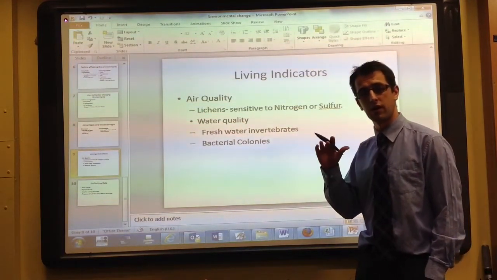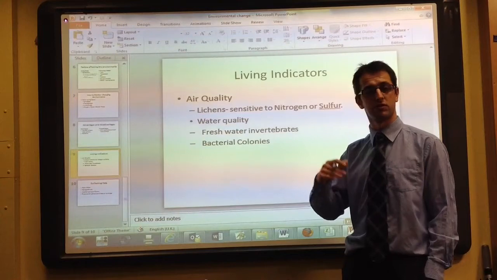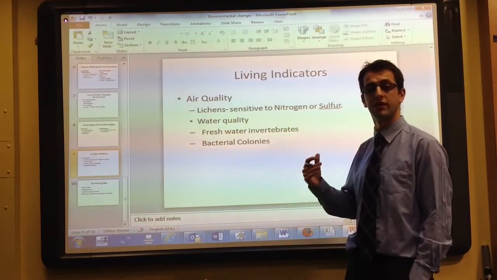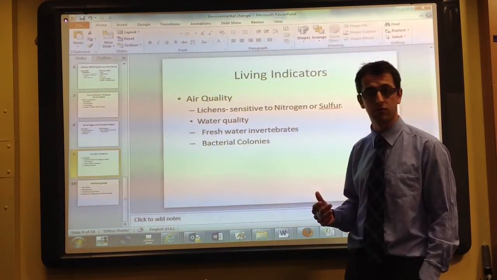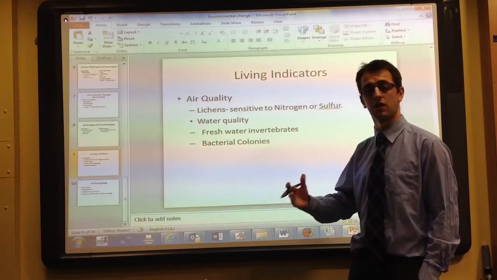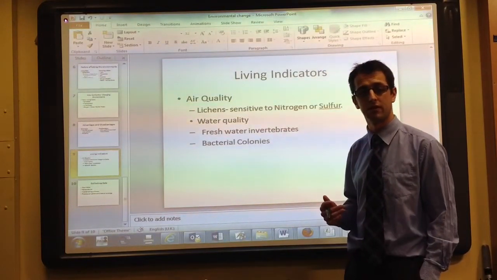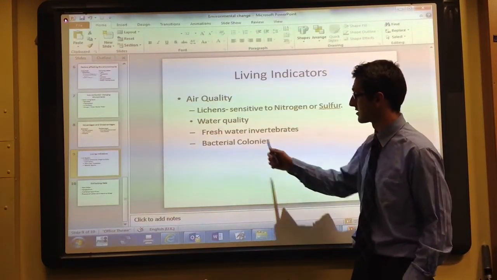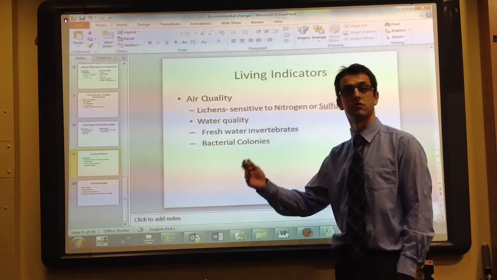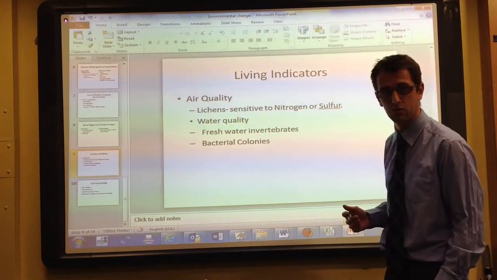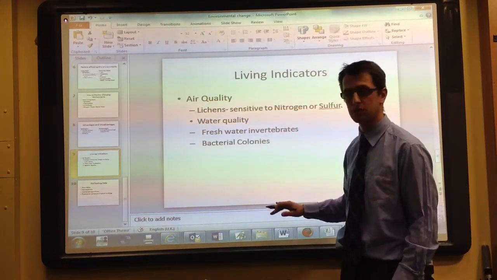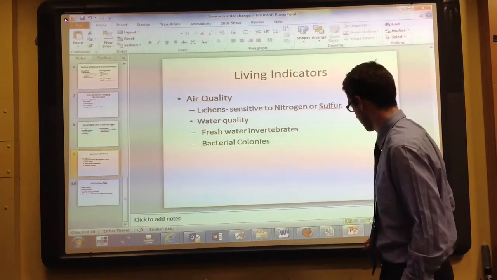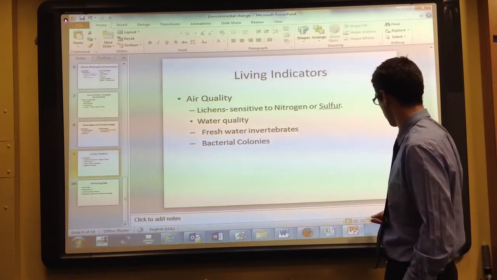And so it's not always a case that just because there's a high number of organisms that there's a high quality of water. Different organisms like different qualities and therefore might be more suitable in different environments. Bacterial colonies, again, some grow in different temperatures better than others, some like different water quality. So all of these organisms are suitable measures of water quality.